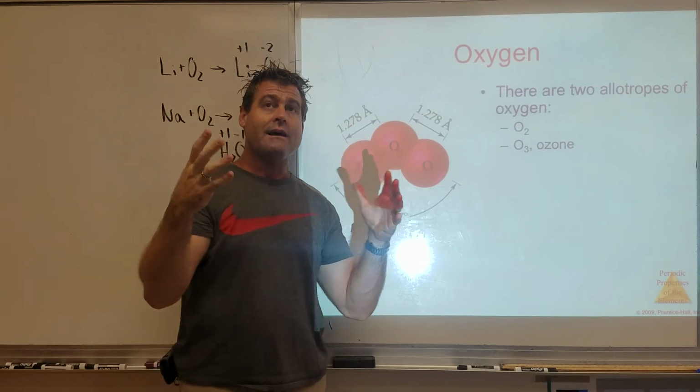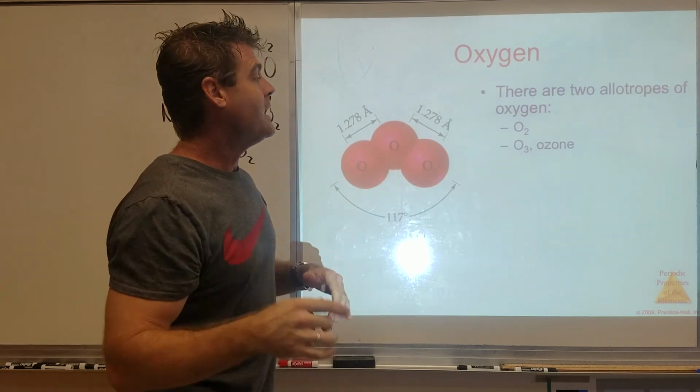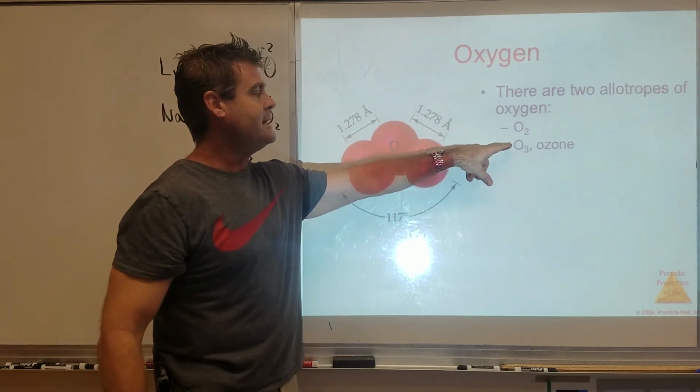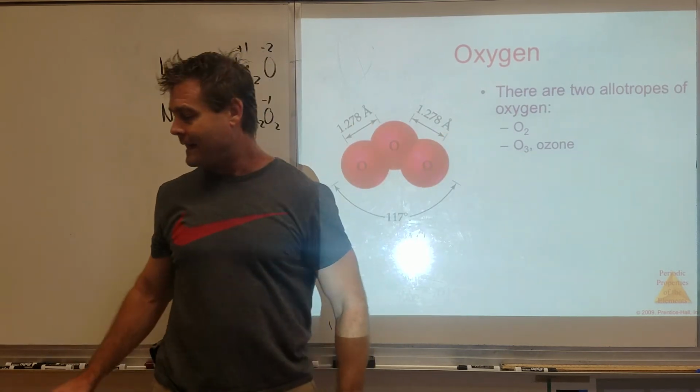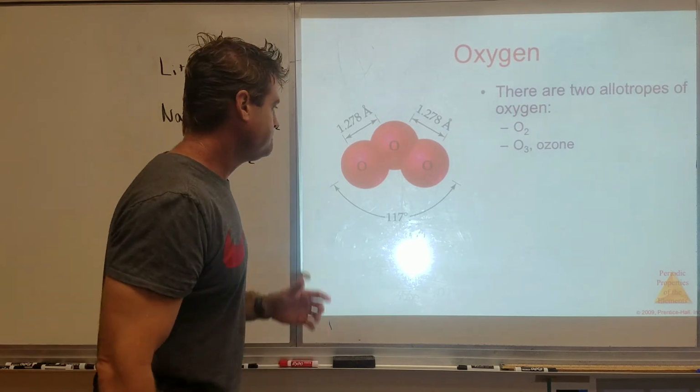So the oxygen we're breathing in is O2, right? But oxygen can also exist as O3. You can have 3 oxygen atoms combined together. These are called different allotropes of oxygen.